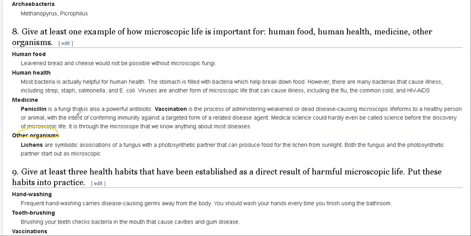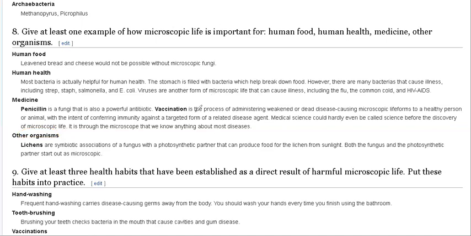However, there are bacteria which cause illness, including strep, staph, salmonella, and E. coli. I don't know if I'm pronouncing it right. Viruses are another form of microscopic life that can cause illness, including the flu, the common cold, and HIV/AIDS. So medicine, we have penicillin, a fungi that is also a powerful antibiotic. I did not know that.